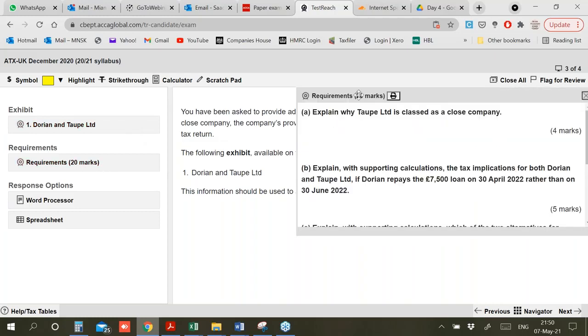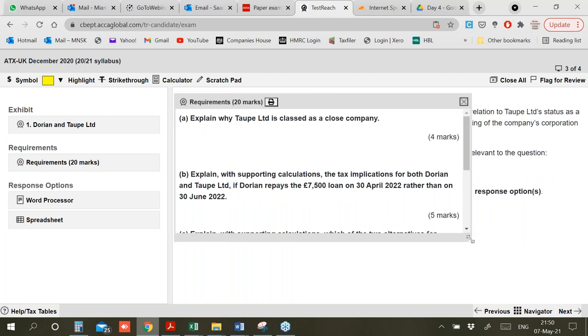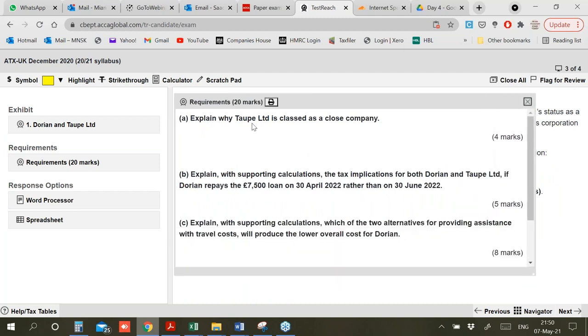So we'll start with the requirements. They are merely telling us the marking scheme. Explain why T Limited is classed as a closed company. That's fine. Explain with supporting calculations the tax implications for both Dorian and T Limited if D repays the 7,500 loan on 30th April 2022 rather than 30th June 2022. So we have to see what kind of loan we are talking about. But what I know is, what if he repays the loan earlier? What is the impact of that?